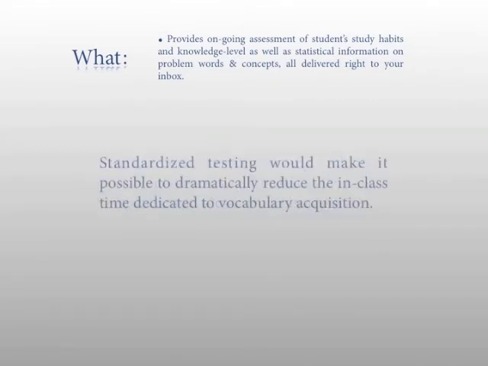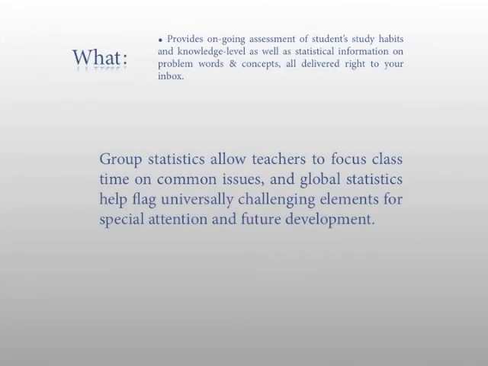In the long term, this statistical information opens the door to standardized testing for vocabulary, which would ultimately allow teachers to reduce the testing time spent on vocab. And anonymous global statistics could help identify learning patterns across all ASL learning groups.